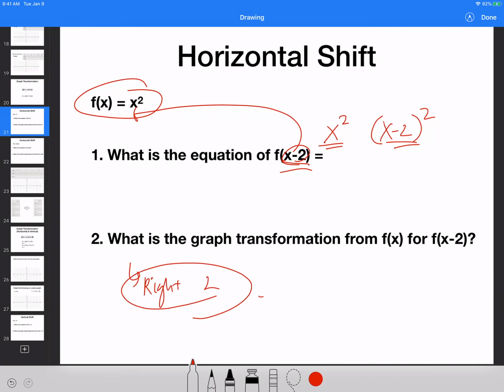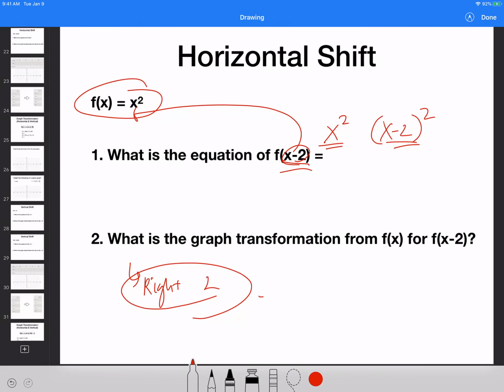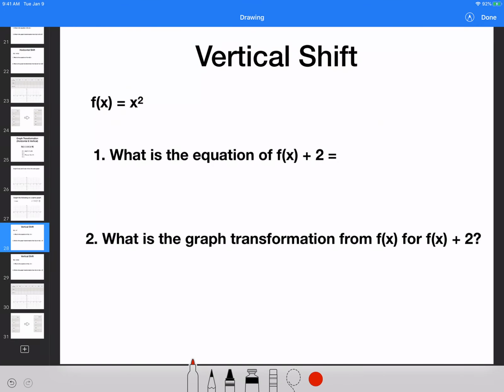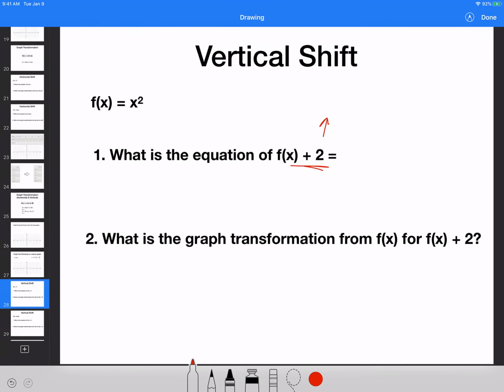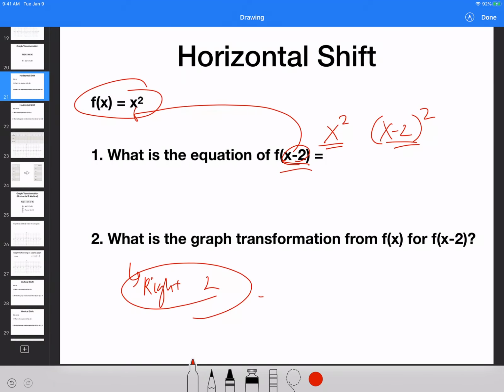What's the major difference from the previous vertical shift is that plus 2 was at the end, where you moved up. For horizontal shift, for anything that you see inside the parentheses, okay? Whatever's inside the parentheses is going to be a horizontal shift no matter what.